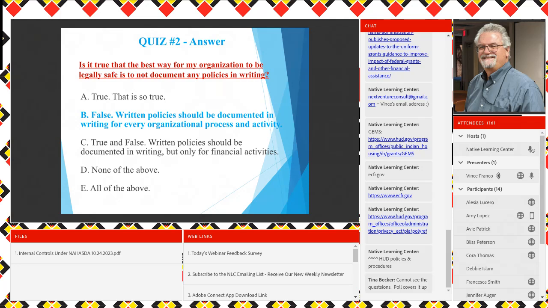Is it true the best way for an organization to be legally safe is to not document any policies and procedures? Oh, no. False. Written policy should be documented in writing for every organizational process and activity with reasonable assurance, right? We're using the Fed's term, reasonable assurance. And my interpretation of what reasonable assurance means is to the best of our ability. That's the equivalent of the Fed saying with reasonable assurance.